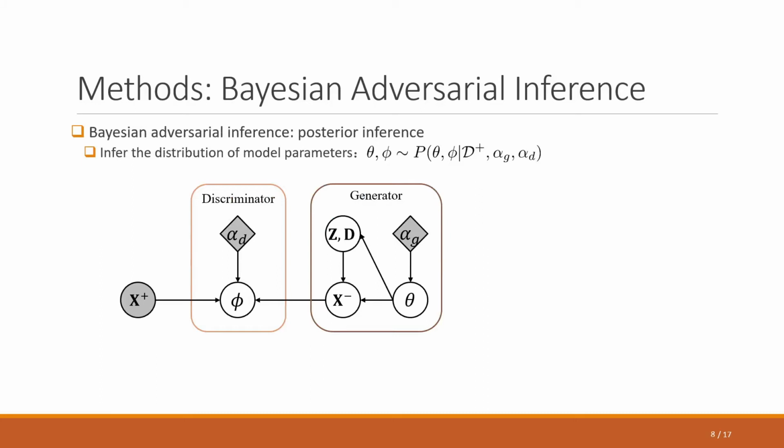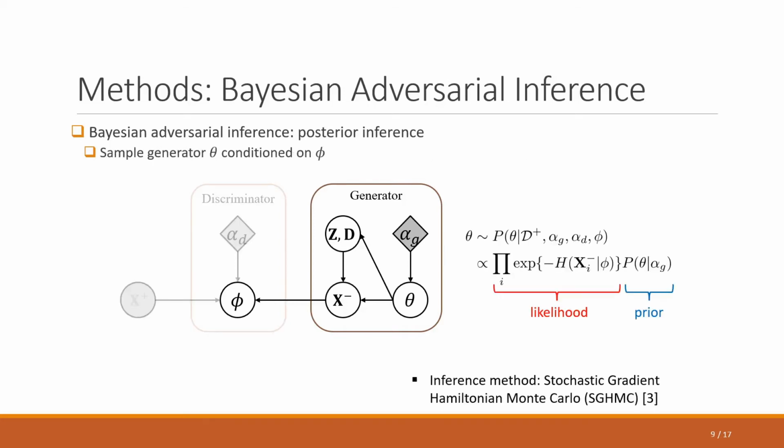Here is a graphical model representation of the framework. Theta and phi represent the parameters. X plus and X minus represent real and synthetic data. Alpha represents hyperparameters. The posterior is intractable. We use approximate inference to generate samples of theta and phi from the posterior. Specifically, we alternate the sampling between theta and phi.